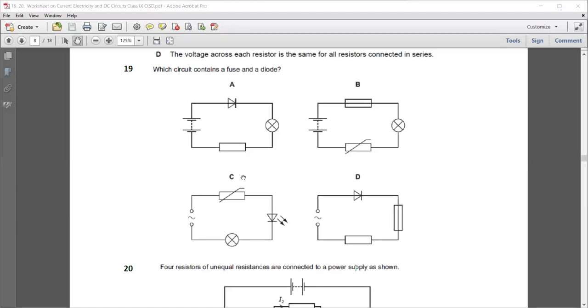Then what is the box with the line? That's a fuse. So what is the reason behind this? The temperature increases and resistance decreases. Reason behind that?